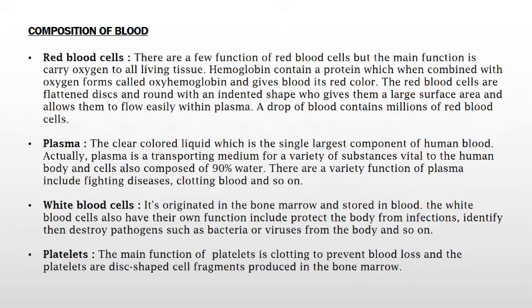The third one is white blood cells. They originate in the bone marrow and are stored in blood. The white blood cells also have their own functions, including protecting the body from infections, identifying and destroying pathogens such as bacteria or viruses, and so on. The last one is platelets. The main function of platelets is clotting to prevent blood loss, and platelets are disc-shaped cell fragments produced in the bone marrow.